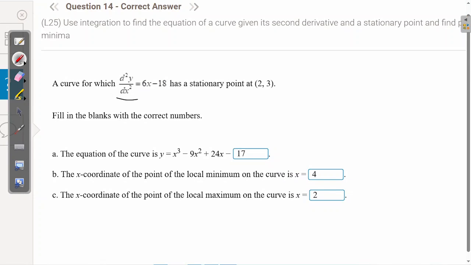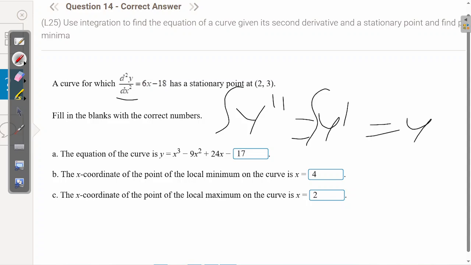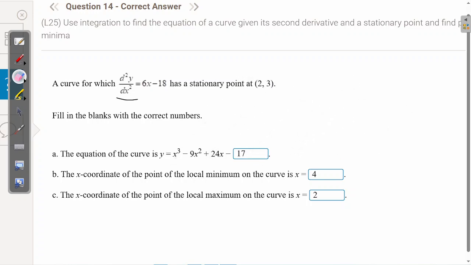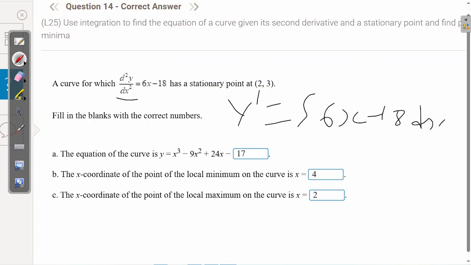We integrate it, right? What they give us is y prime prime. If we integrate this, we're going to get y prime. Then if we integrate that, we're going to get y, right? So we need to integrate two times to get y. Let's start with the first time. So y prime will be equal to the integral of 6x minus 18 dx, right?